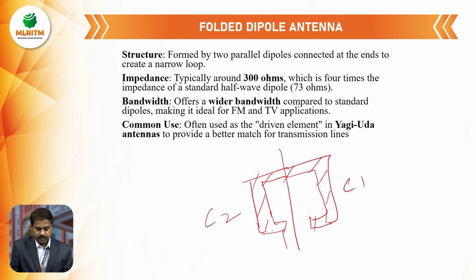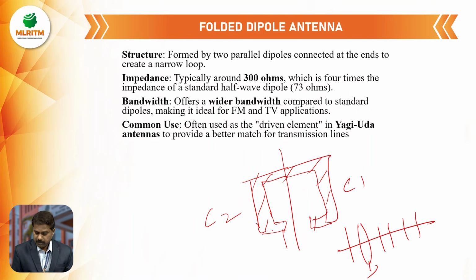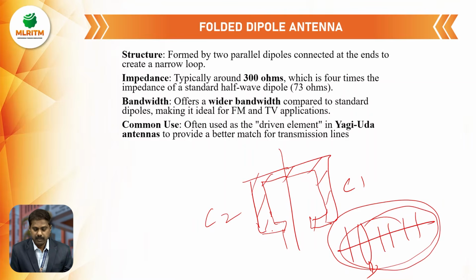Common uses: it is often used as the driven element in the Yagi. In the Yagi, we use it as the driving element to provide a better match for the transmission lines, and to give better radiation to all the parasitic elements.